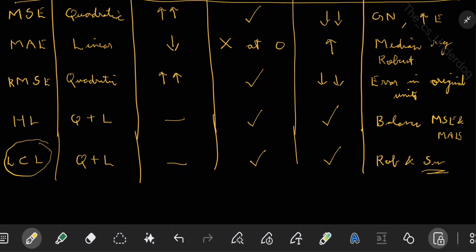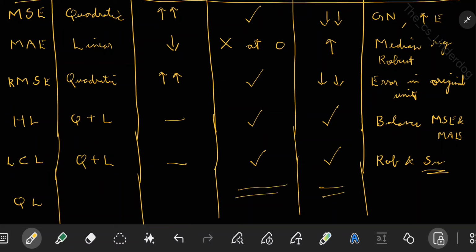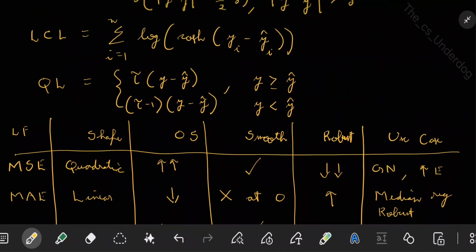Then finally we also learned about quantile loss. What is the speciality of quantile loss? We had seen that till this point, all the loss functions that we discussed were either finding the mean or the median. But what if you want to find out some particular percentile? Let us say you want to find the 90th percentile. What will you do? In these cases, where you want to find some particular percentile or quantile, you go for quantile loss.